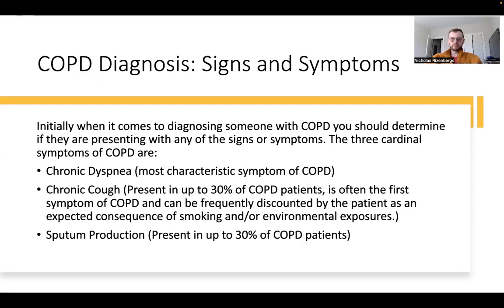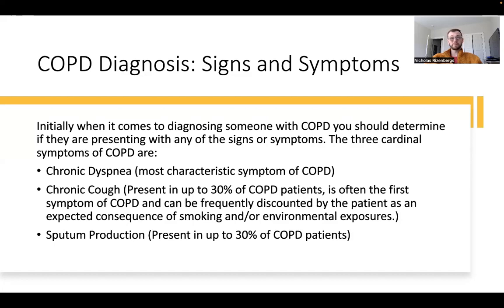So the diagnosis of COPD. So first thing you want to look at signs and symptoms. You should determine if they're presenting with any of the signs or symptoms to start to even begin to think that maybe COPD is a factor that they're dealing with. Three cardinal symptoms of COPD are chronic dyspnea, so shortness of breath, and that's the most characteristic symptom of COPD. Chronic cough, it's present up to 30% of COPD patients.